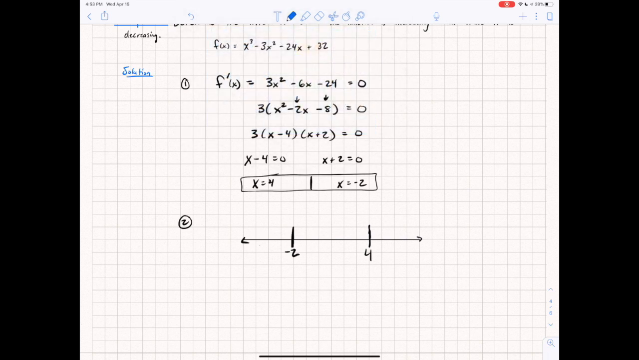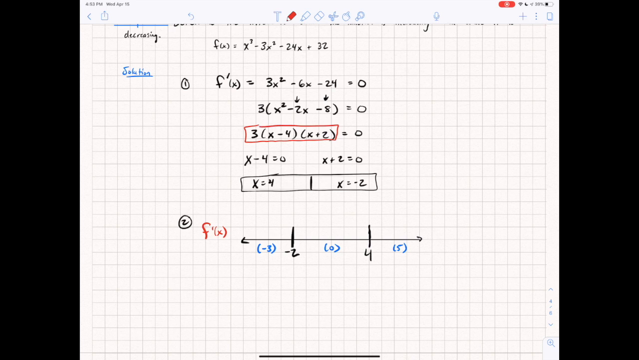All right, let's pick a test number here, so -3. In between -2 and 4, the easiest number to pick is 0. And then I have 4 to infinity. The easiest number to pick there would be something like 5. I'm going to take these test values and plug them back into the derivative. Specifically, I'm going to plug them into the factored form of the derivative here.